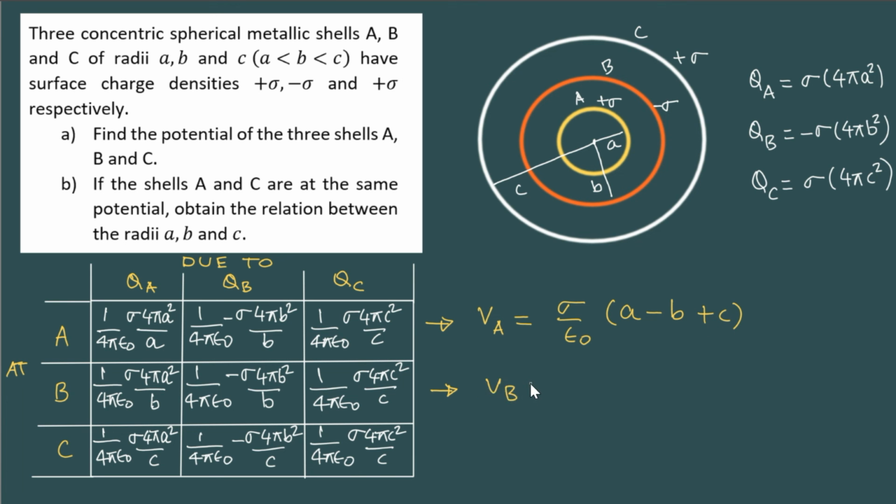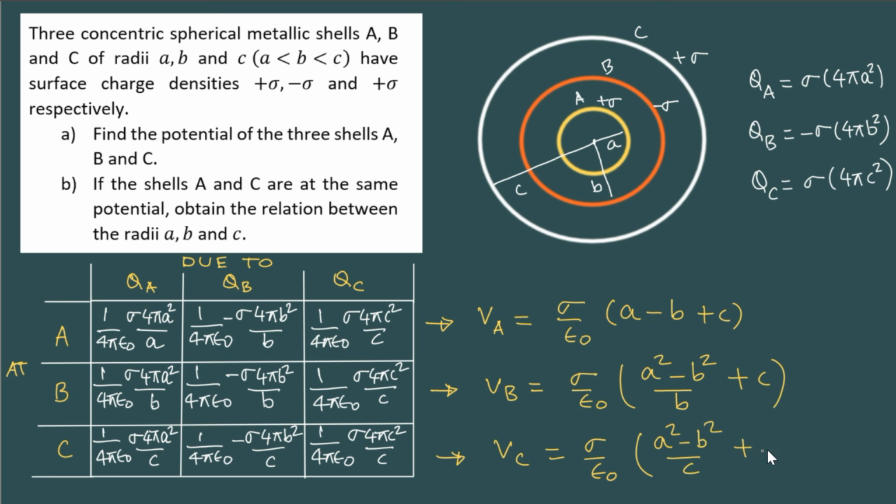Similarly, what is the potential of B? Again, sigma by epsilon naught common. And then what do I get from the first shell? I have A square by B, and then I have B square by B from the second shell. So we can write A square minus B square by B plus C. Now, what is the potential of shell C? Again, sigma by epsilon naught is common, and I have A square by C, B square by C. So I have A square minus B square by C plus C. So these are the potentials of each of the shells.